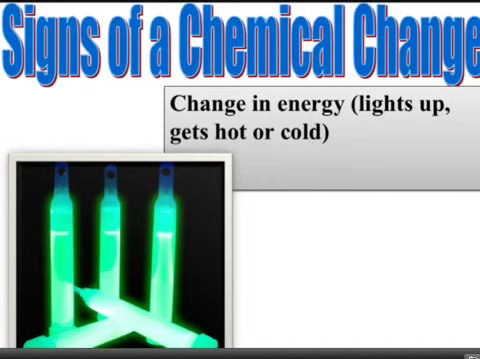Another sign a chemical change has occurred is any kind of change in energy. If something lights up spontaneously, like these glow sticks, if something gets really, really hot, or even just a little bit hot, or if something gets cold or really, really cold, any kind of change in energy is a sign that a chemical change has happened. And so we're going to do some experiments, and you probably have maybe already observed some experiments where things get hot or things get cold or things light up. This is a sign of a chemical change.